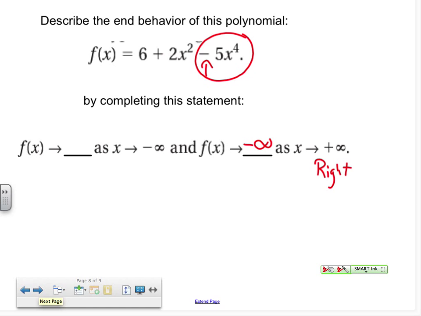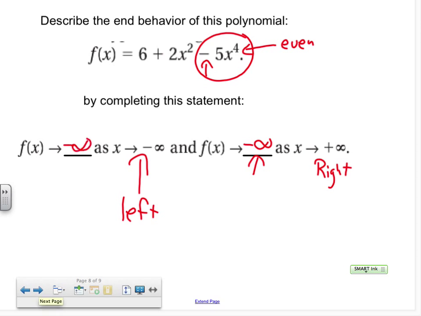And then the left side, since this is an even power, the left and the right will do the same thing. So since the right side went to negative infinity, so shall the left.